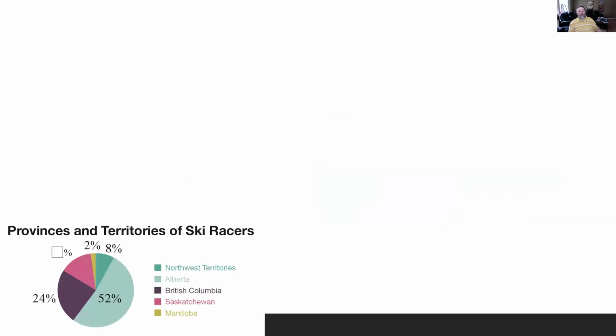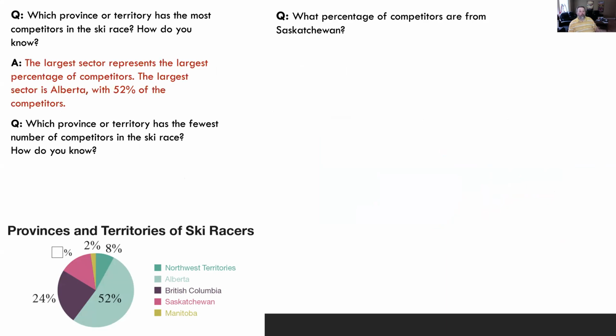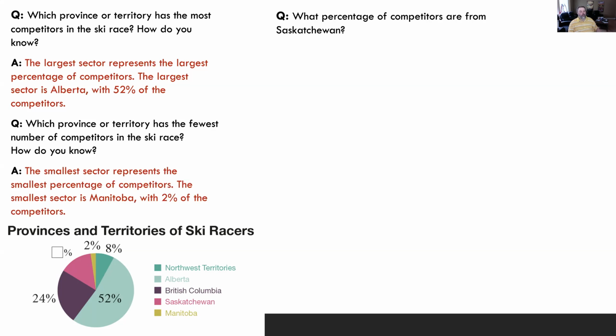So here are some questions that we could answer based on this circle graph. Which province or territory has the most competitors in the ski race, and how do you know? Well, I can see that there's one segment that looks really, really big. The largest sector represents the largest percentage of competitors. The largest sector is Alberta, which has 52% of the competitors. Which province or territory has the fewest competitors, and how do you know? There's one that's really small, looks like 2%. I think that one's Manitoba. The smallest sector represents the smallest percentage of competitors. The smallest sector is Manitoba with 2% of the competitors.